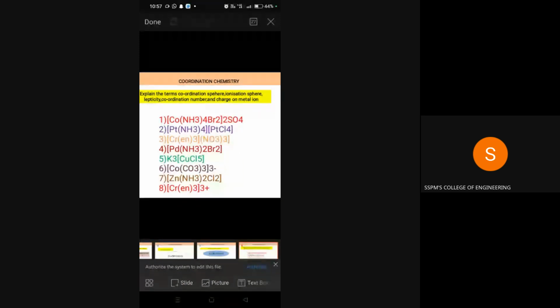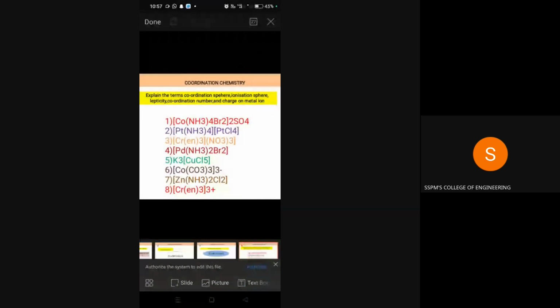For leptic nature, if we take the fourth example, it has [Pd(NH3)2Br2]. So is it homoleptic or heteroleptic? It is heteroleptic. Why? Because there are two different ligands. Which example am I talking about? Look at the fourth example, NH3 twice and Br2. So two different ligands are attached to that palladium, hence it is a heteroleptic complex. Then next is the coordination number.